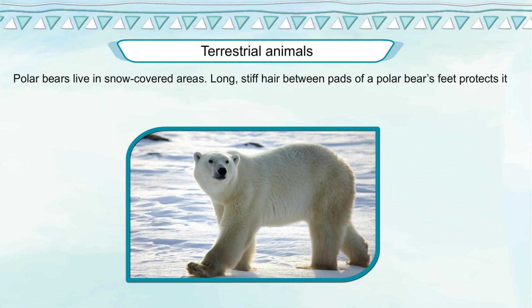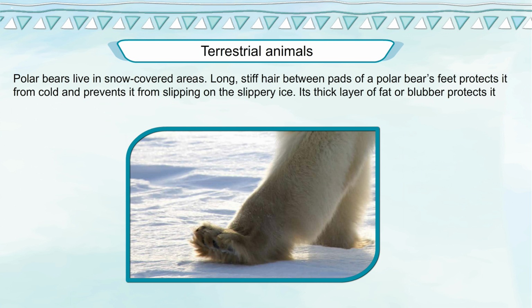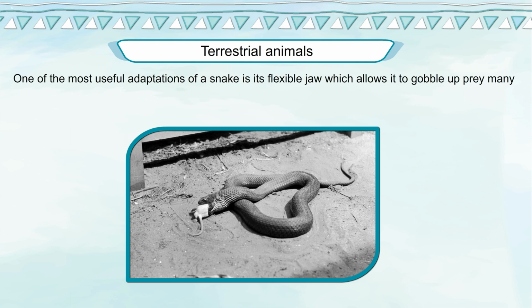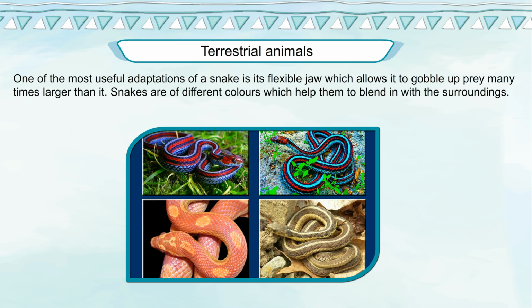Polar bears live in snow-covered areas. Long, stiff hair between pads of a polar bear's feet protects it from cold and prevents it from slipping on the slippery ice. Its thick layer of fat or blubber protects it from the freezing cold. One of the most useful adaptations of a snake is its flexible jaw, which allows it to gobble up prey many times larger than it. Snakes are of different colors, which help them to blend in with the surroundings.